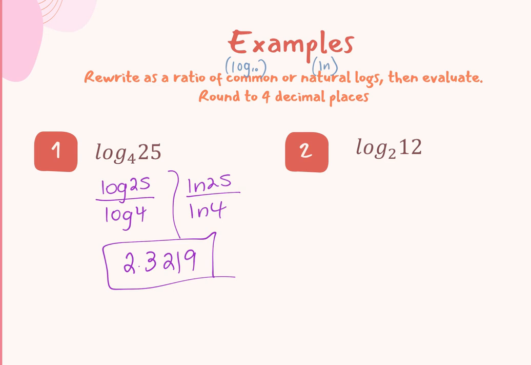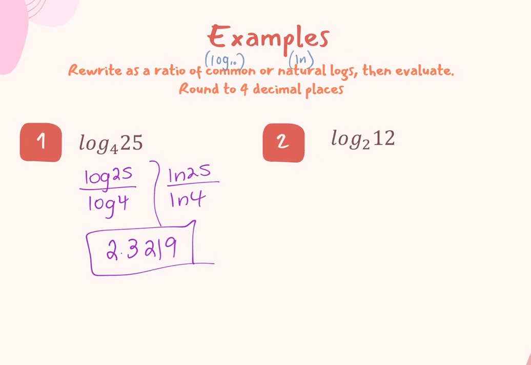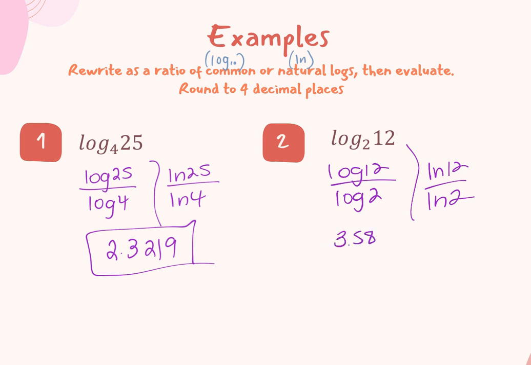Okay, and then for the next one, what number's going to go in the top? 12. So this would be log of 12 over log of 2, or ln of 12 over ln of 2. I'd get 3.58496, so that rounds up to 3.5850.